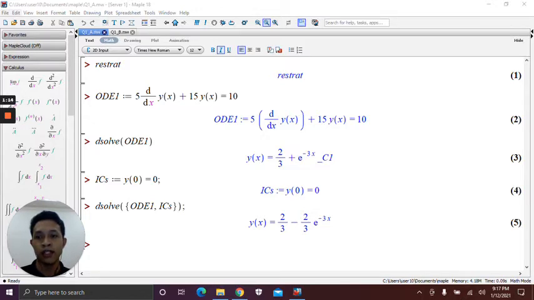We also have the initial condition. So we type ICS for the initial condition: ICS := y(0) = 0, where the 0 is for the x. Then we dsolve, putting ODE1 and ICS, and we get y(x) = 2/3 - 2/3 e^(-3x), and this is the final answer for question 1A.